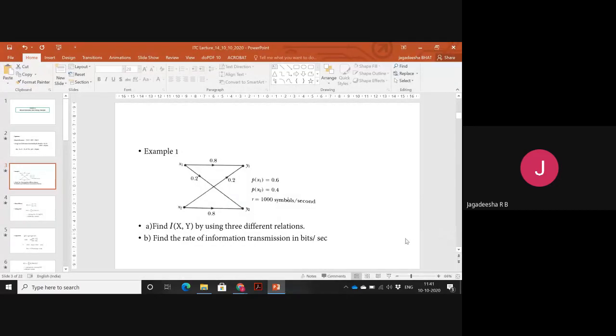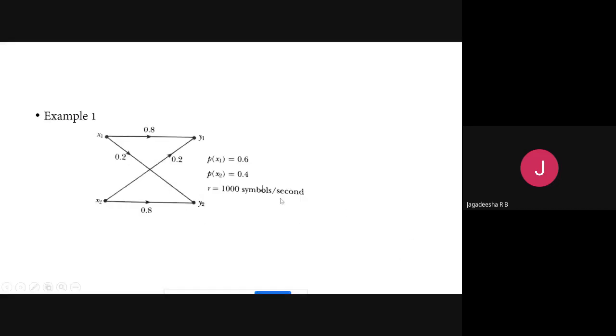Okay, let me continue. So here another piece of information is given, that is the probability of the input. Can you see all this? Can someone reply to me? Yes, sir. So P(x1), what is it? It is 0.6. That is, the probability of x1 is 0.6, and the probability of another input x2 is 0.4.